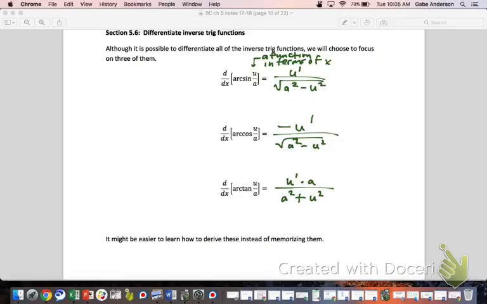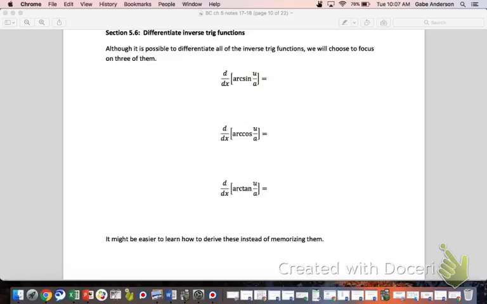Down below there I say it might be easier to learn how to derive these instead of just memorizing them. I use the word might. If you're a great memorizer and you just memorize it, that's awesome. But even then, I'd at least like to show you where one of these came from. We can do more than one if you want. So somebody pick one. Which one do you want to see? Arc cosine. Fair enough. So let's go down here, and I gave myself a little bit of space to do that.